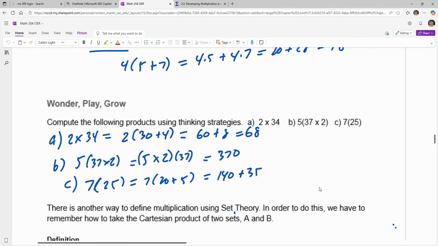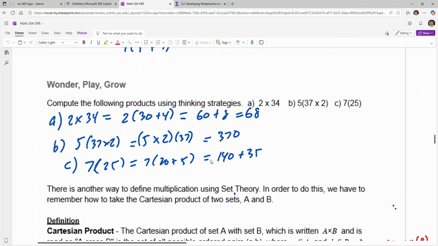Where that leads us is the Wonder Play Grow. Again, hopefully you get a chance to use some thinking strategies. You see the answer here, but hopefully you may have come up with your own thinking strategies. Instead of memorizing or doing an algorithm, which we learn in later sections, 2 times 34, I can do 2 times 30 plus 2 times 4 in my head. So, thinking strategies. Even this one here, remember, this is not the distributive property. It's not a plus here. So be careful. It's 5 times 2 is 10. Again, changing the order. And then on C, you could do 7 times 20, 7 times 5.